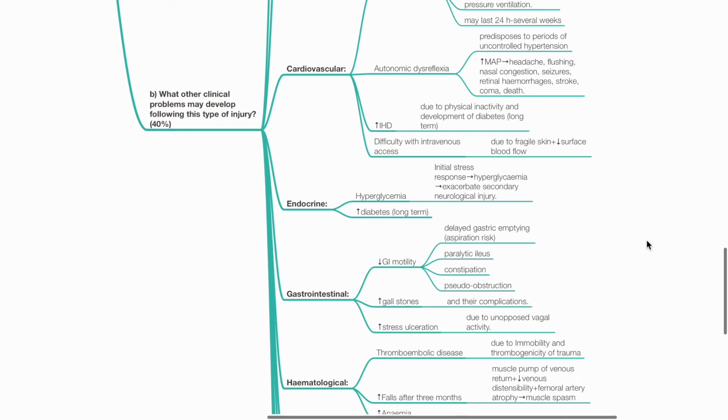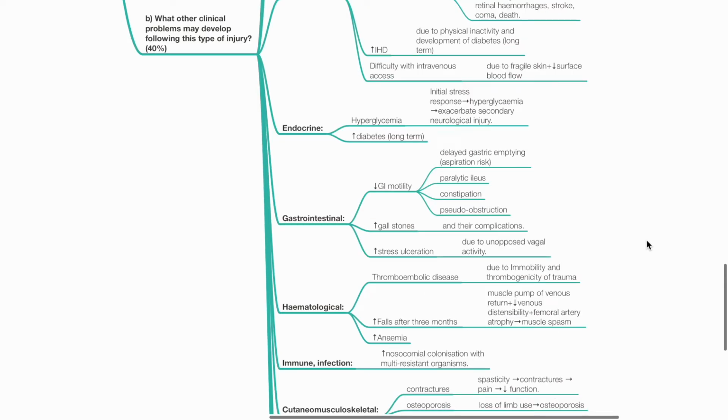Endocrine problems. Hyperglycemia may be caused by the initial stress response. Hyperglycemia exacerbates secondary neurological injury. There is increased risk of diabetes in the long term. Gastrointestinal problems. Reduced GI motility causes delayed gastric emptying, which increases the risk of aspiration.